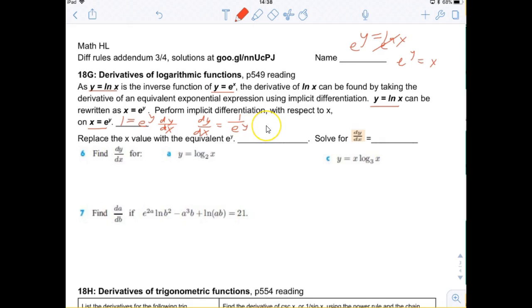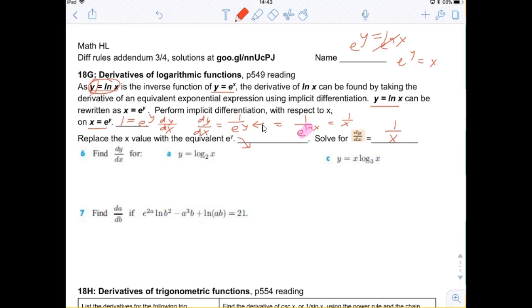What is that in terms of x? Well, remember, y equals natural log of x. I could put that in here. I'll get 1 over e to the natural log of x. Well, e to the natural log of x, you can cancel out because they undo each other, and you just end up with 1 over x. Hey, what do you know? The derivative of natural log of x is 1 over x.